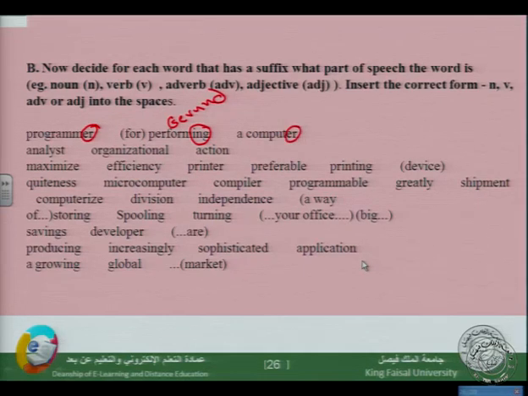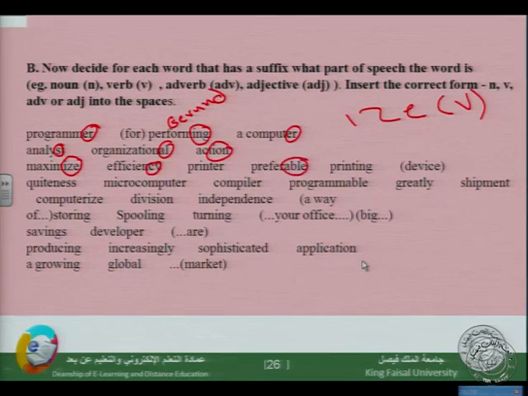A computer is a noun. Analyst is a noun. Organizational is an adjective. Action is a noun. Maximize, anything ending in ize is a verb. Maximize. Efficiency, noun. Preferable, adjective, and so on.